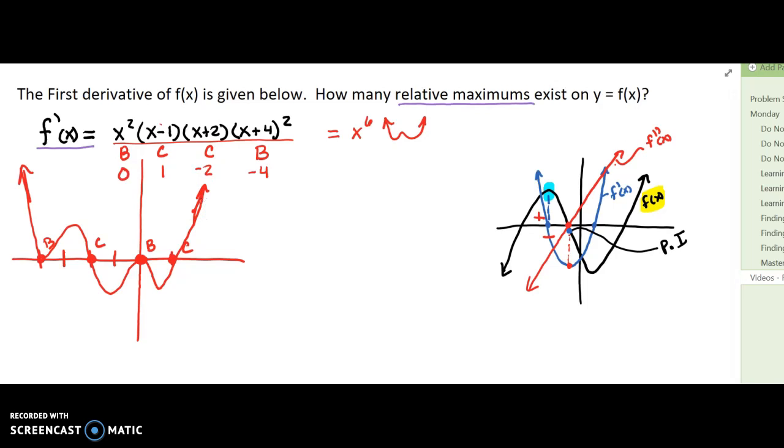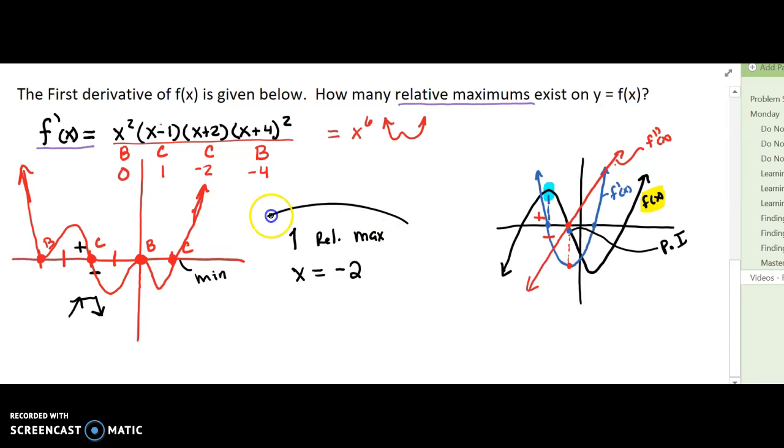And I'm looking for my derivative to change from positive to negative. Here's positive, 0, negative. That's going to be a max. This one would be a min. The other ones are neither, they're plateau points. So I have 1 relative max, and it occurs at x equals negative 2, not that I was asked for that.